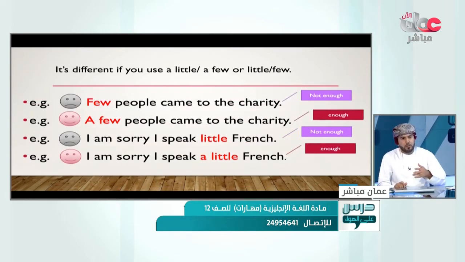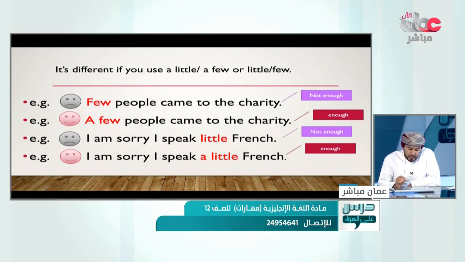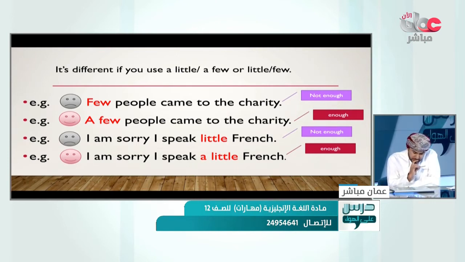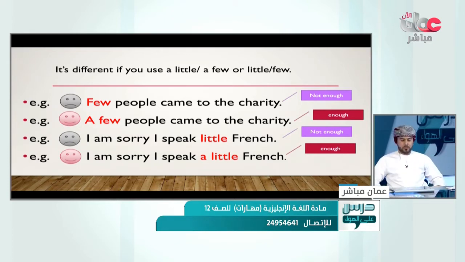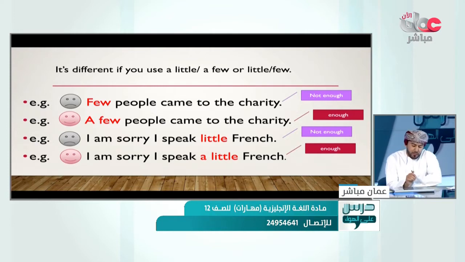So now here we are going to differentiate between few and a few, a little and little, too little and too few. Look at this example. Few people came to the charity. And look at the next one. A few people came to the charity. So what is the difference between the first one and the second one? If you notice, the first one is without an article a, so there is no a, which means that few people came to the charity.